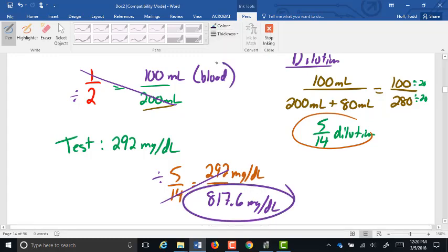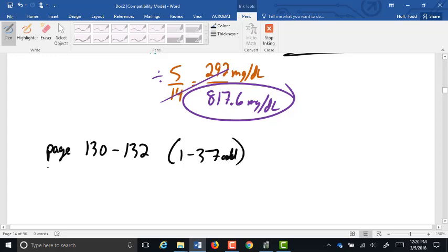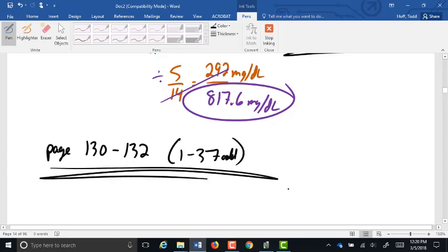So it is possible to keep going with these dilutions and adjust them. On Wednesday, we'll look at some easier ways to adjust these dilutions. For now, there is some homework in your book. Page 130 to 132, 1 through 37, the odds that works on these dilutions and different ways of calculating with them. Again, make sure you do a bunch of these because the dilutions kind of set the basis for our other calculations as we move on.